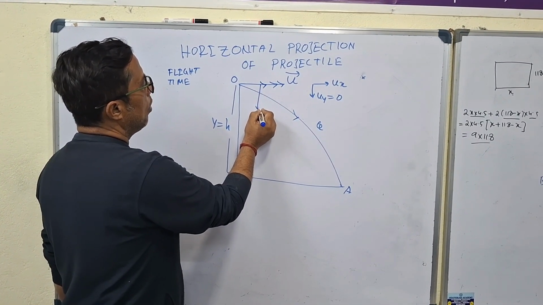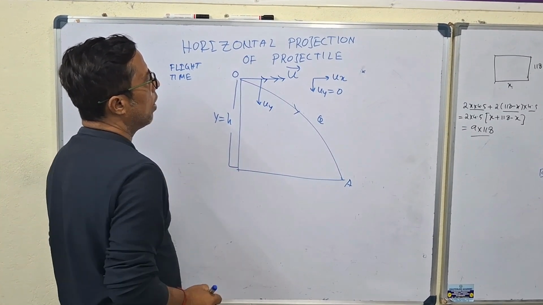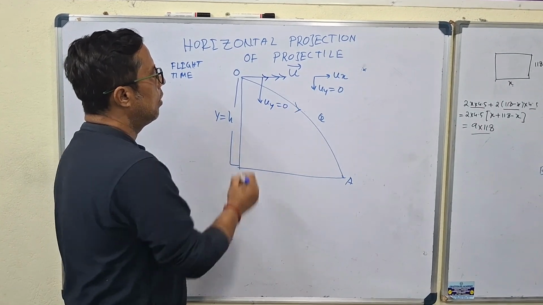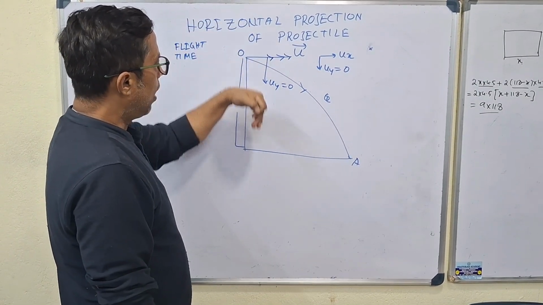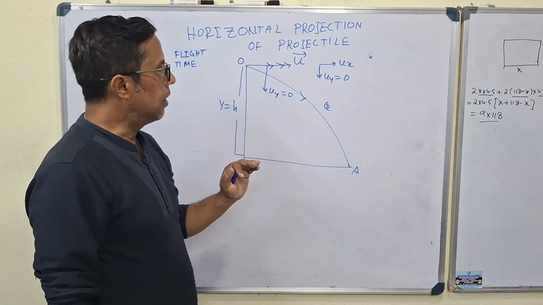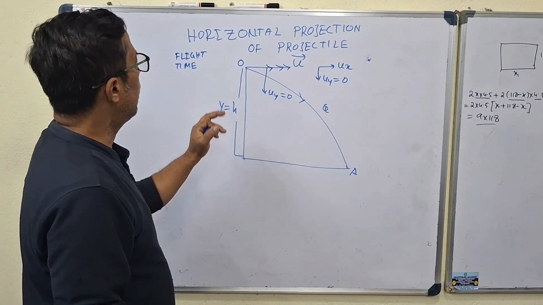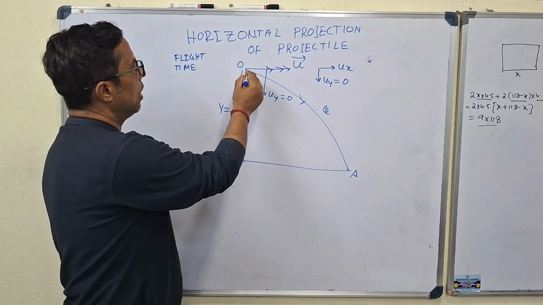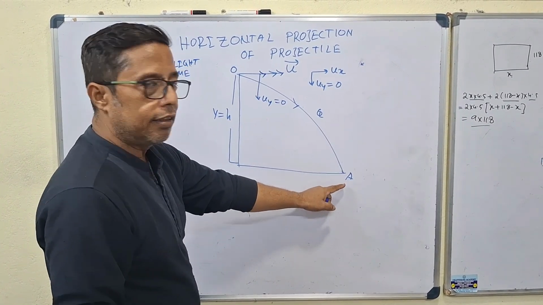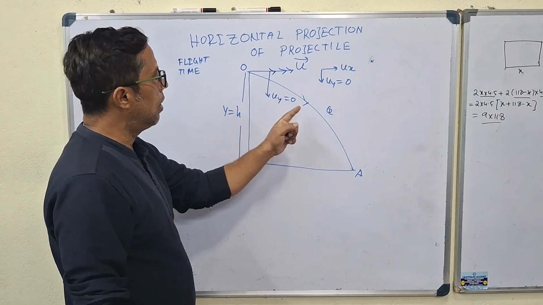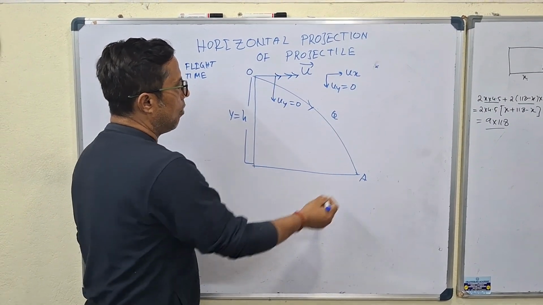So its perpendicular component, uy, will be 0. So this object does not have any vertical component, right? Now I have to get the time of flight of this object when it follows this trajectory and reaches the ground. So I have to calculate the time with which it will reach the ground.